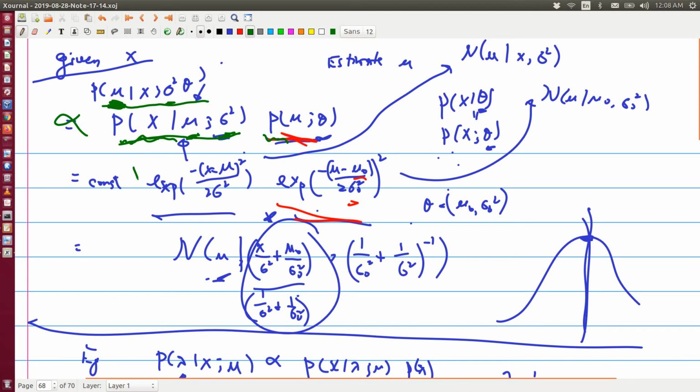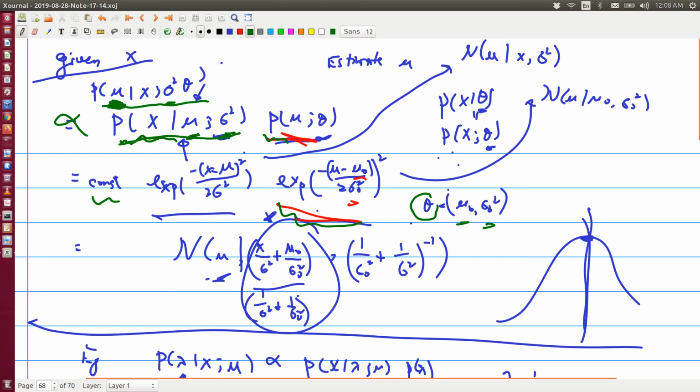So that should have a 1/2 pi sigma square somewhere. But since this does not depend on mu, we just ignore that, and we can group them together into some constant here. And so in that case, the conjugate prior for this, as you can see by inspection, will also be a Gaussian. So let's say we pick a Gaussian with mean mu naught and variance sigma naught square.